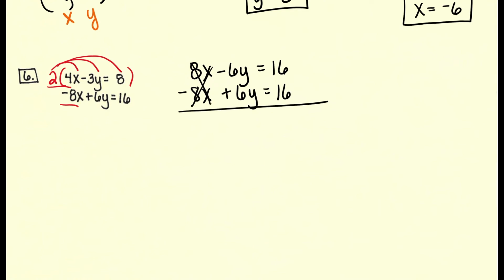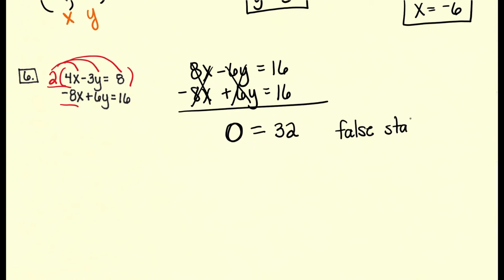So those x's do eliminate, but the y's also eliminated. So again, I have nothing left, 0, equals, on this other side though, the 16s don't cancel here because they're both positive. So instead, they add to get me 32. Well, 0 does not equal 32. That is a false statement.